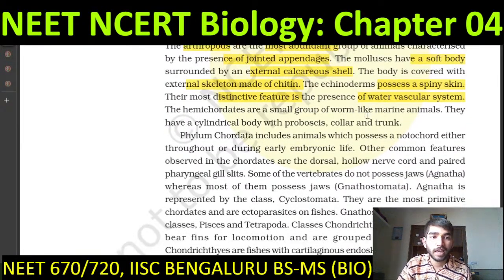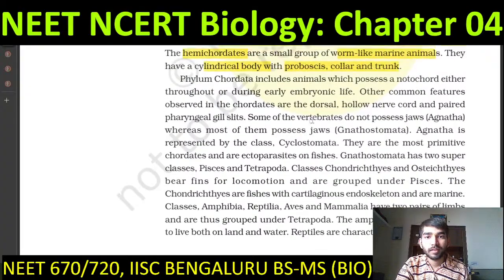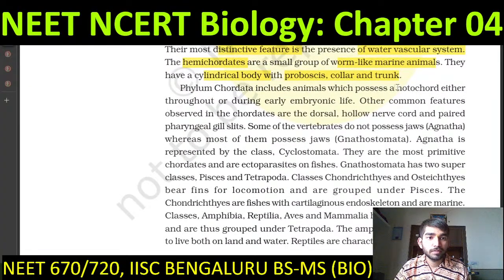What are the key characteristics? Hemichordates are worm-like marine animals with a cylindrical body: proboscis, collar, and trunk. The collar also has a structure called the stomochord. That is why they were put under chordates earlier. Then chordates include animals with a notochord throughout their life or during early embryonic life.